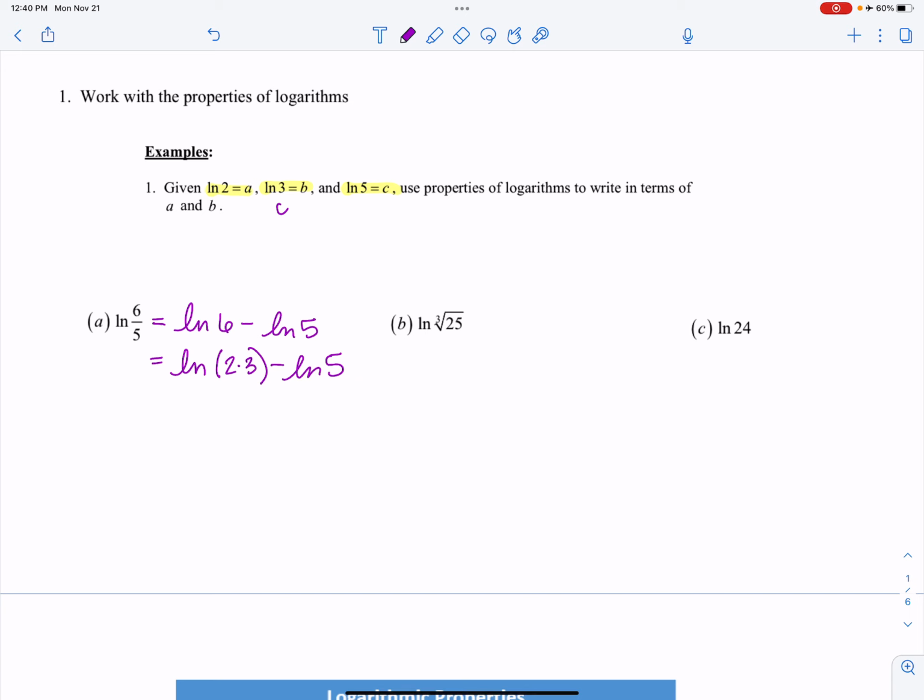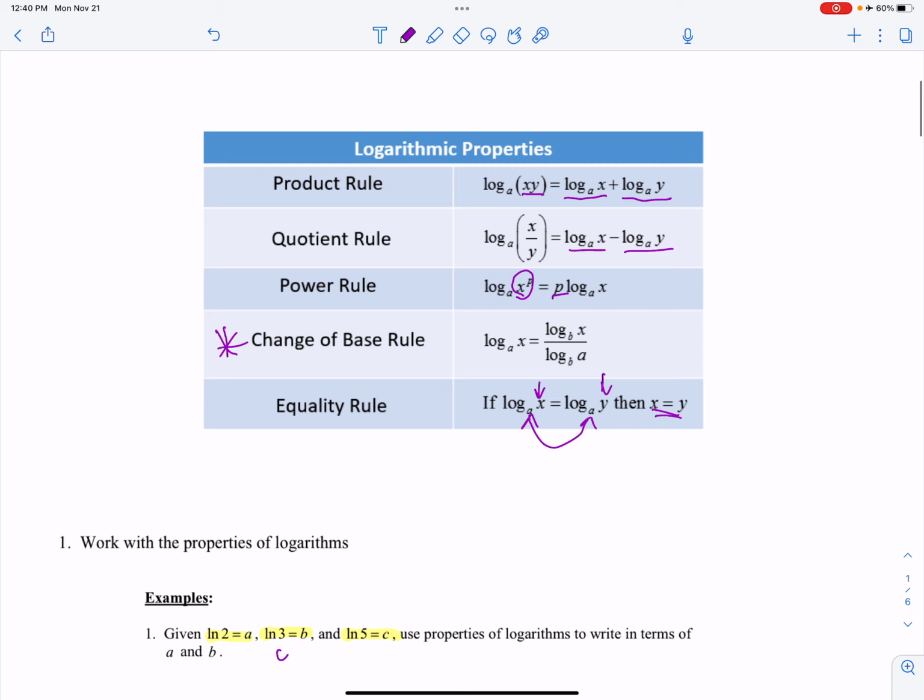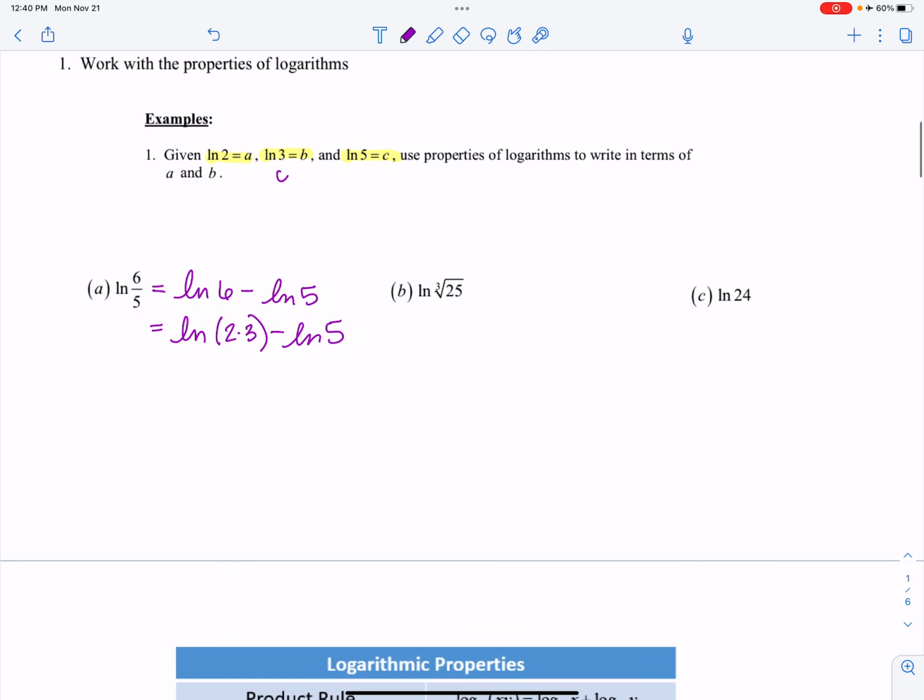And I'm going to go back up to my properties and use the product rule this time, because the product rule lets me rewrite a log that has a product in it with the log of the first value plus the log of the second value. So that's what I'm going to do with my 2 times 3, use my product property: natural log of 2 plus natural log of 3 minus natural log of 5. That guy didn't change. And now I'm in 2's, 3's, and 5's, which is exactly what we wanted.